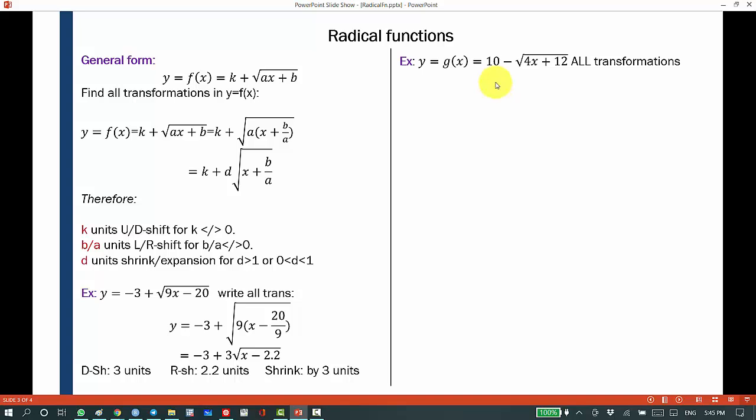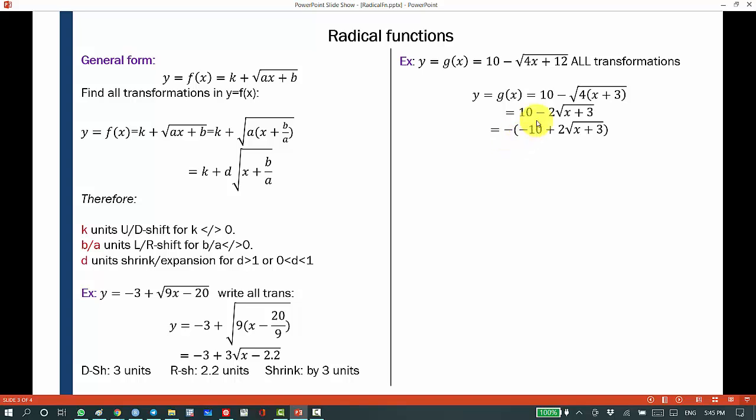Furthermore, consider g of x, which is minus 10 minus 4 square root of 4x plus 12, and write all transformations. We start off by taking 4 as a common factor inside, which results in x plus 12 divided by 4 is 3. Square root of 4 is 2, inside remains x plus 3. Then we take minus 1 as a common factor outside.